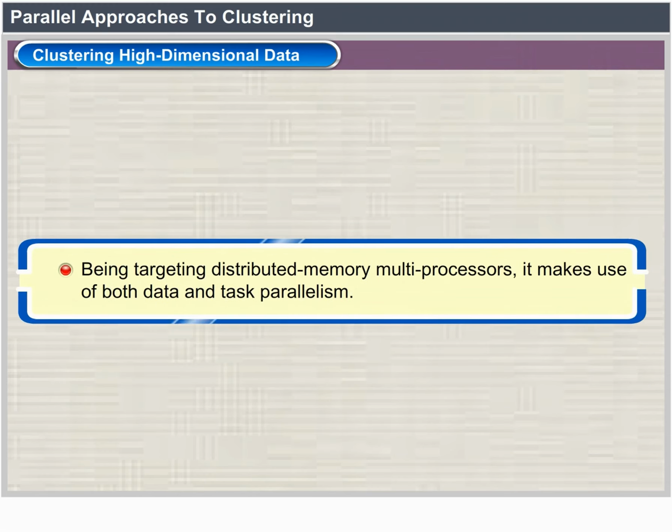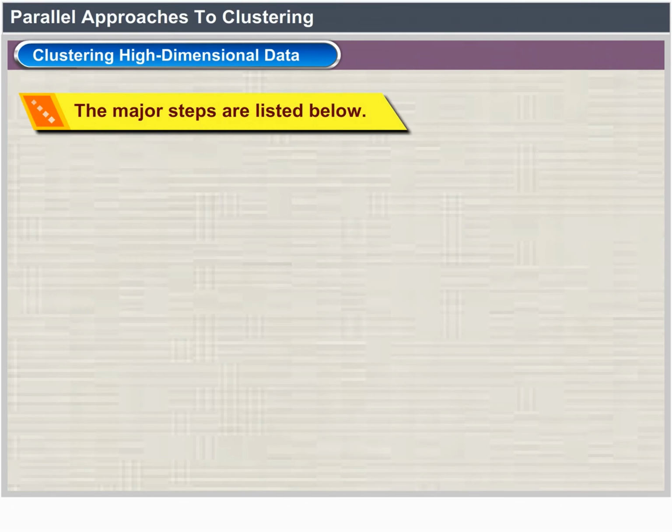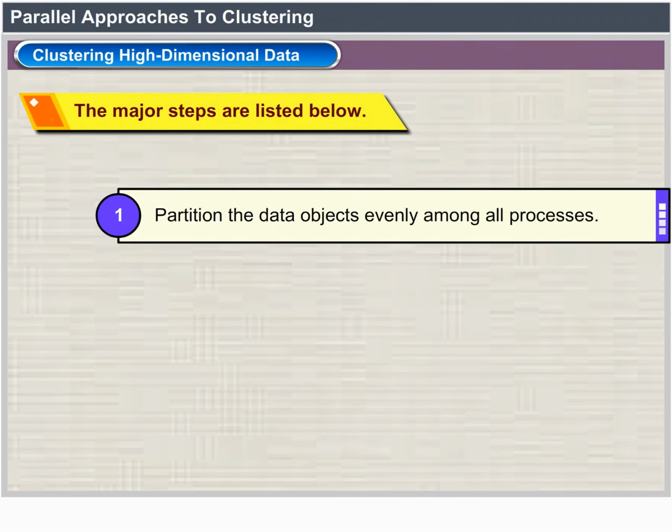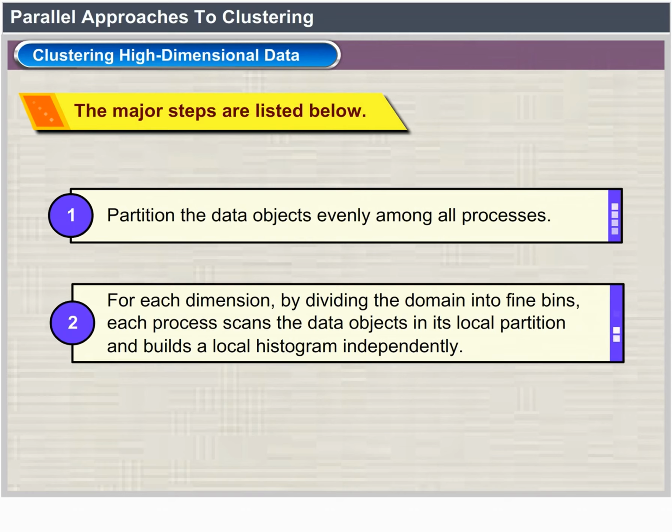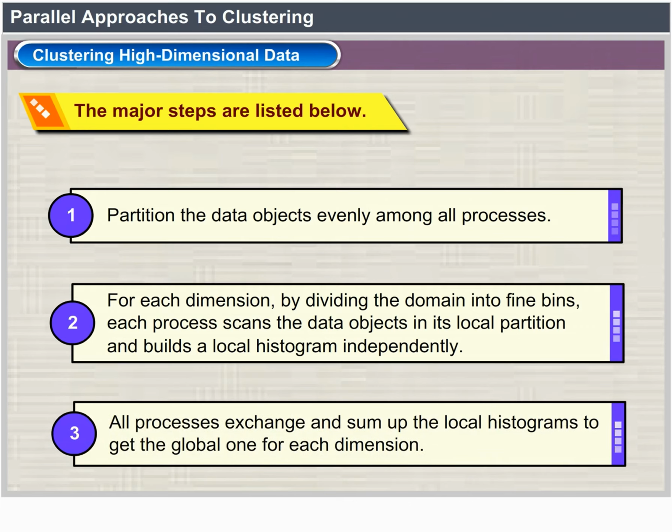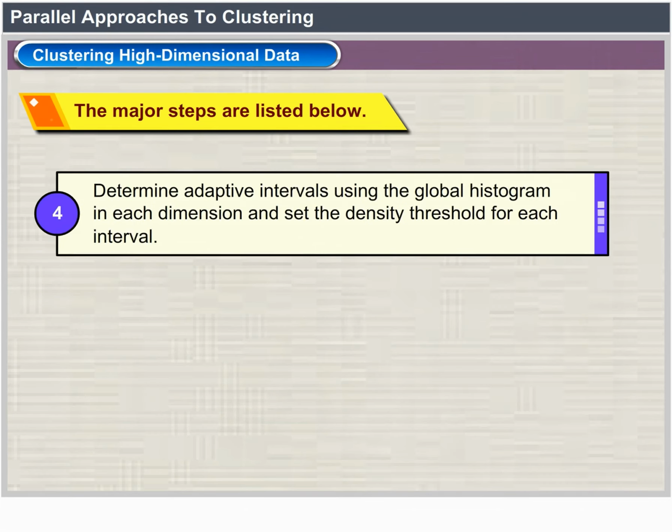The major steps are listed below. Partition the data objects evenly among all processes. For each dimension, by dividing the domain into fine bins, each process scans the data objects in its local partition and builds a local histogram independently. All processes exchange and sum up the local histograms to get the global one for each dimension. Determine adaptive intervals using the global histogram in each dimension and set the density threshold for each interval.